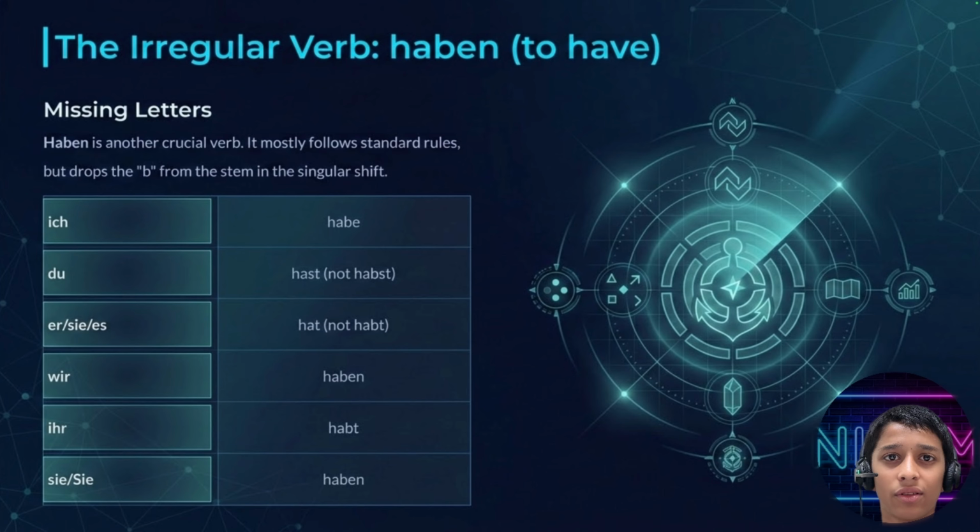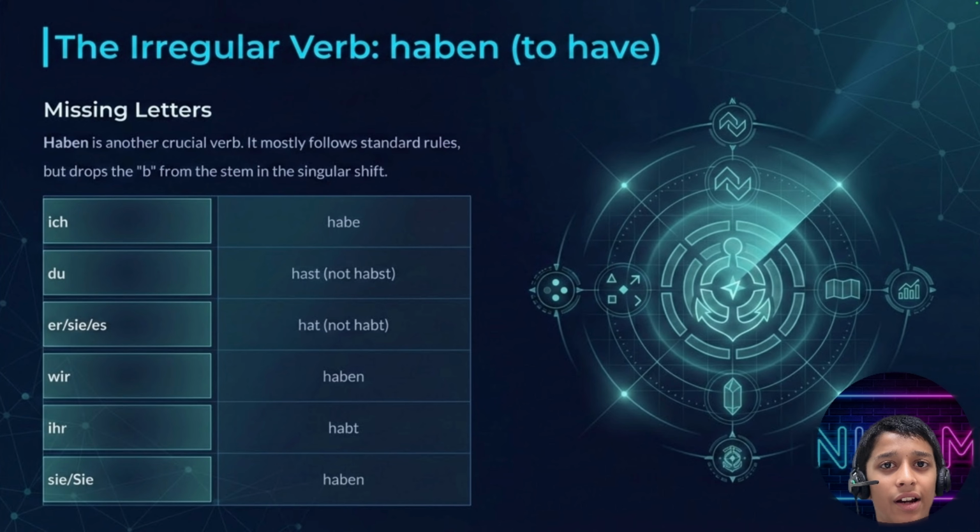Ich habe, regular. Du hast, not habst. Er hat, not habt. Wir haben, regular. Sie haben, which is also regular. So the irregularity is limited to two forms, du and er/sie/es. The rest follow standard rules.